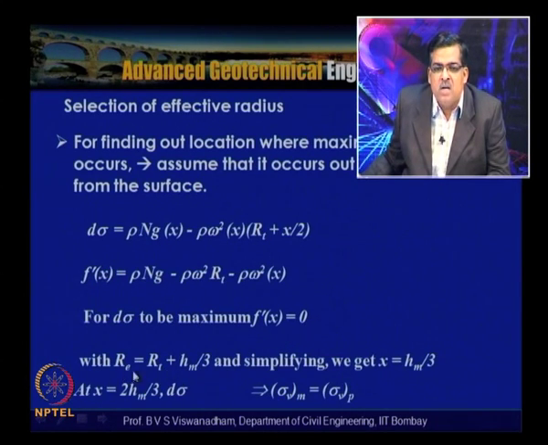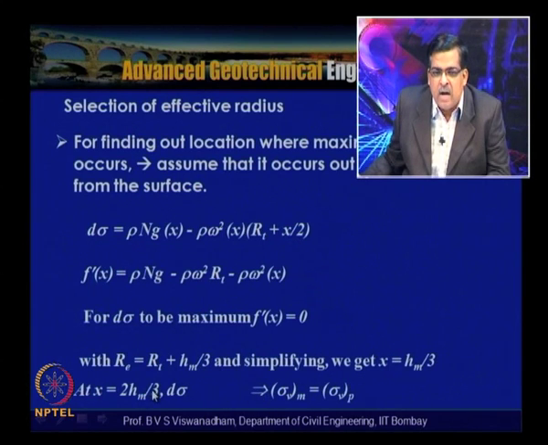Then with Re equal to Rt plus hm by 3, and by simplifying we get x equal to hm by 3. That means, and again if you look into it, with x equal to 2hm by 3, when you substitute x equal to 2hm by 3 in this particular expression, what you get is that d sigma is equal to 0. This implies that this term and this term will be equal, and then it will be equal to 0.